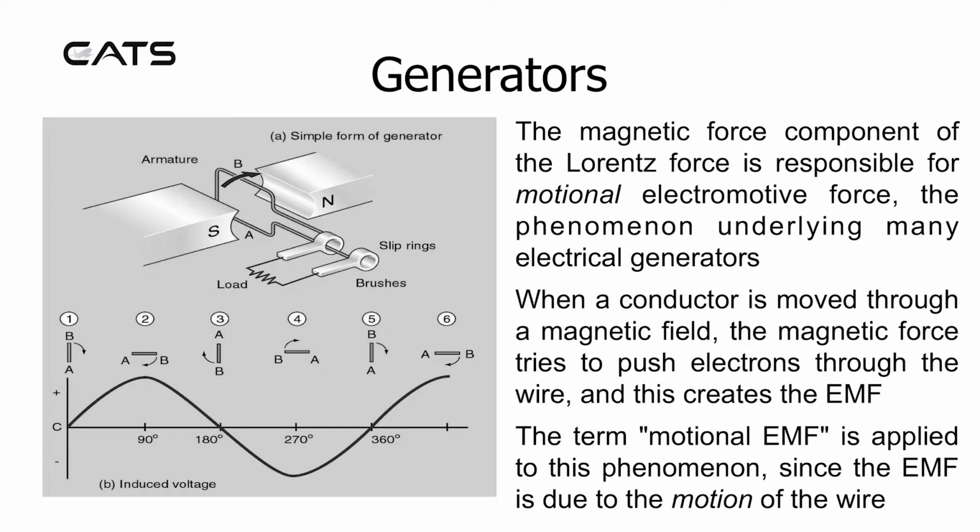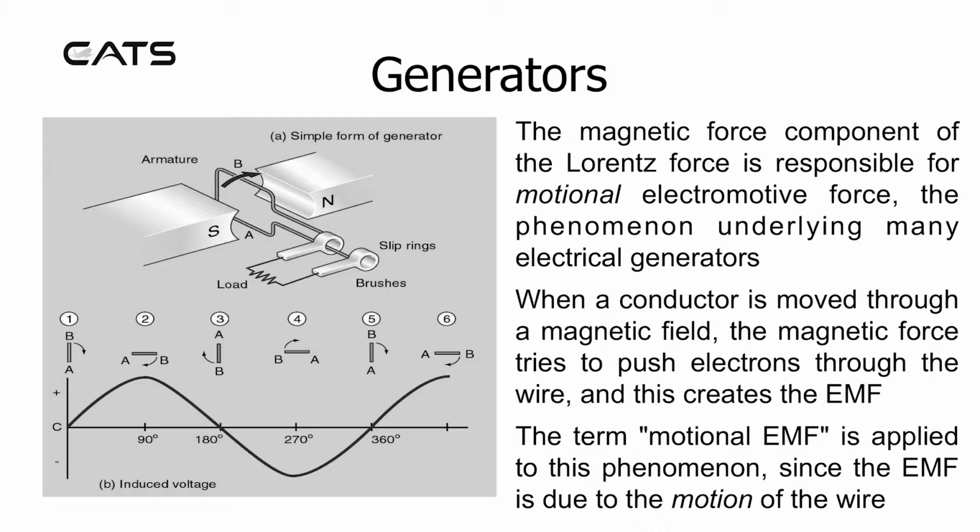The magnetic force component of the Lorentz force is responsible for motional electromotive force, the phenomenon underlying many electrical generators. When a conductor is moved through a magnetic field, the magnetic force tries to push electrons through the wire, and this creates the electromotive force. The term motional EMF is applied to this phenomenon, since the EMF is due to the motion of the wire.